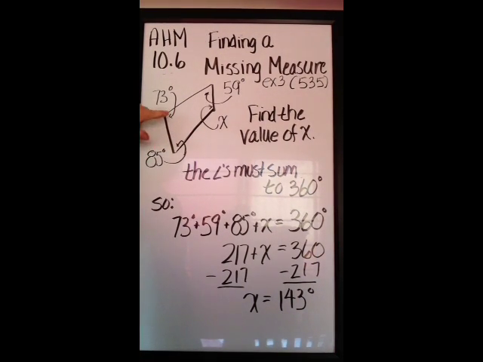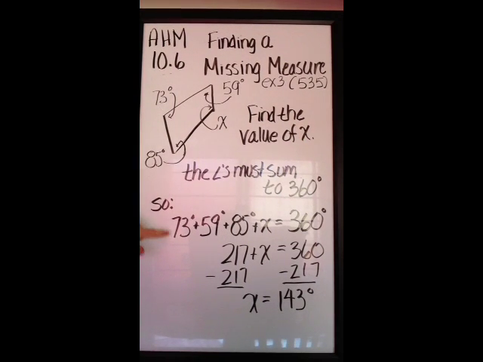I tried to replicate the picture here. My drawing isn't all that great, but here's a quadrilateral, a four-sided closed figure. This angle measures 73, this one 59, this one 85 degrees, and I don't know what x is. So the problem is find the value of x. I know the angles must sum to 360. So 73 plus 59 plus 85 plus x must equal 360. These three numbers sum to 217, so I have 217 plus x is 360, and then I isolate x by subtracting 217 from both sides, so x is equal to 143 degrees.